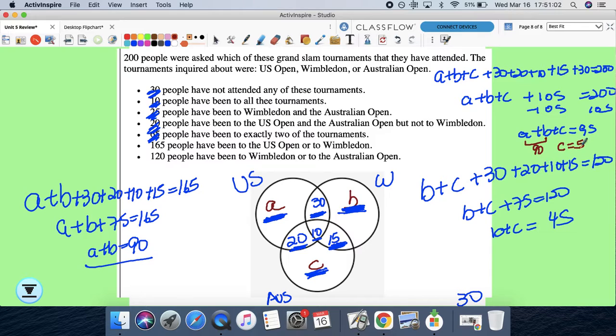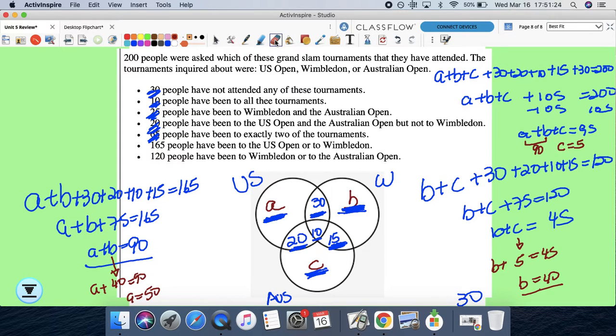Okay, so I can use that information now. Go over here and change that C to 5. So I get B plus 5 equals 45. Subtract 5 from each side, and B equals 40. Right? And now I can take that B equals 40, put it over here, and I get A plus 40 equals 90. Subtract 40 from both sides, and I get A equals 50.